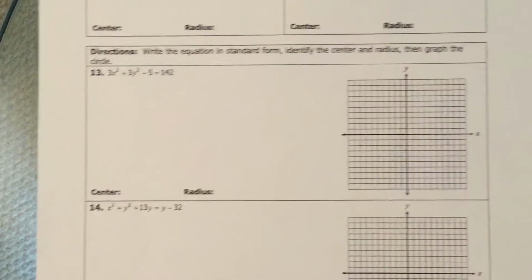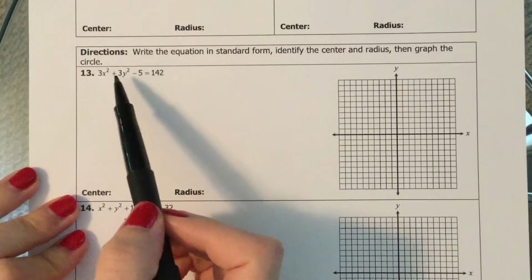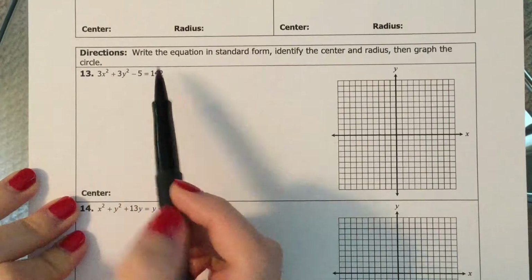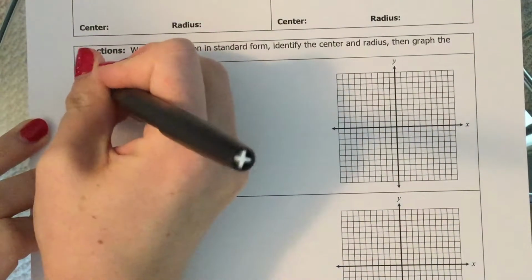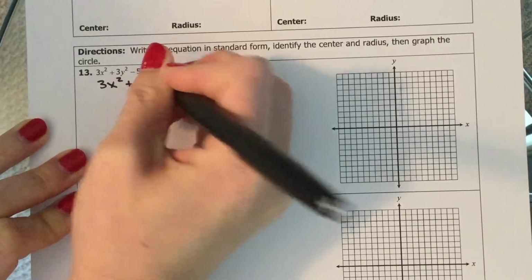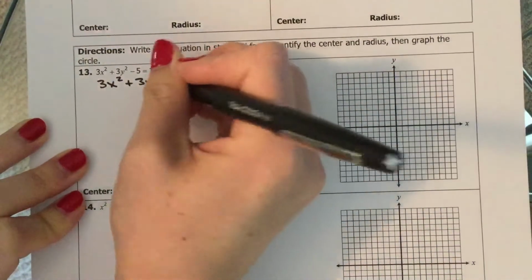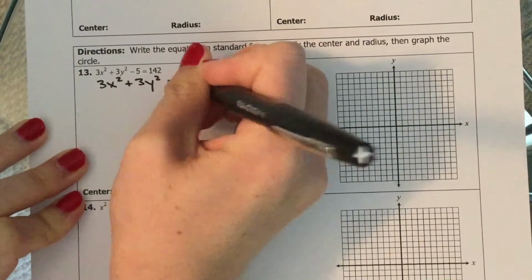We'll do number 13. We're going to write the equation in standard form. This is done using the completing the square technique. So we are going to start and see if there's anything that needs to be moved over. We'll do that first. The constant should always be by itself on the right-hand side of the equation. So I'm going to add that 5 to both sides. We have 142 plus 5 would give us 147.